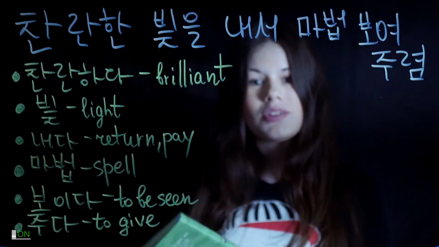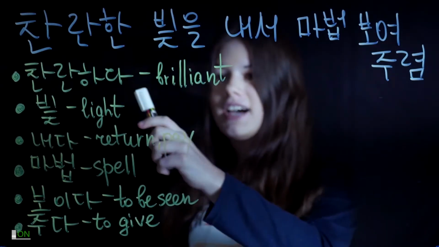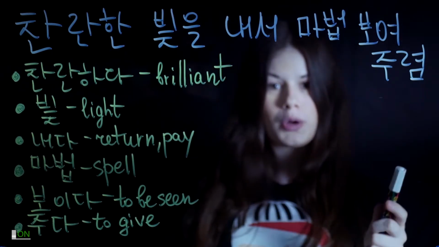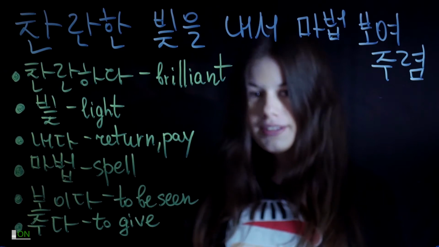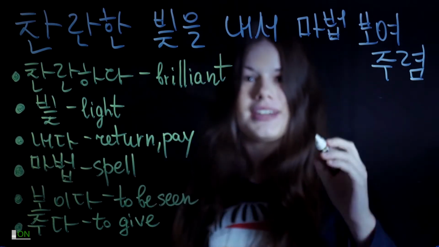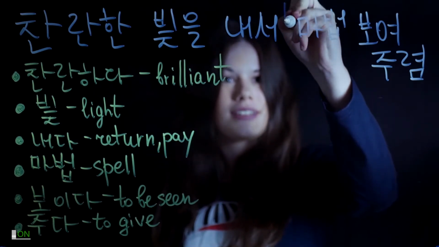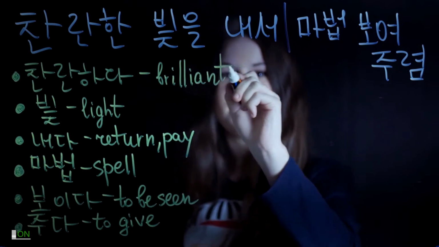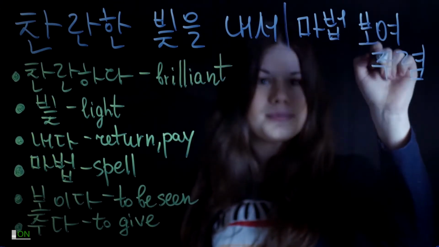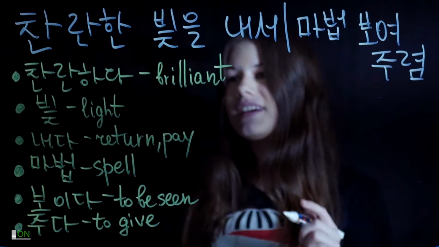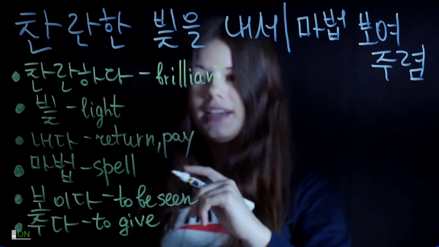보여주렴. So the first sentence is 찬란한 빛을 내서 마법 보여주렴. So first of all, let's break this sentence down. I'll put a break here. First we will deal with 찬란한 빛을 내서, and then we will come back to this part. So the first word here is 찬란한.